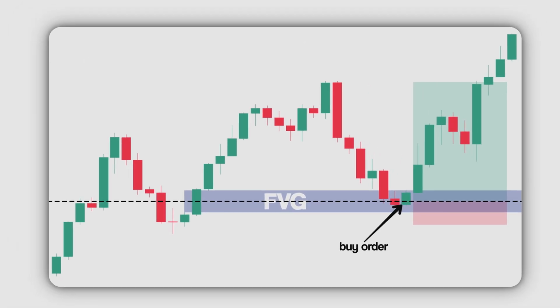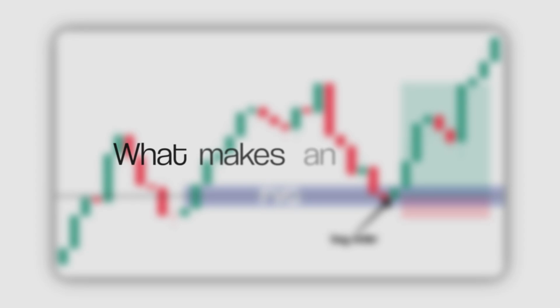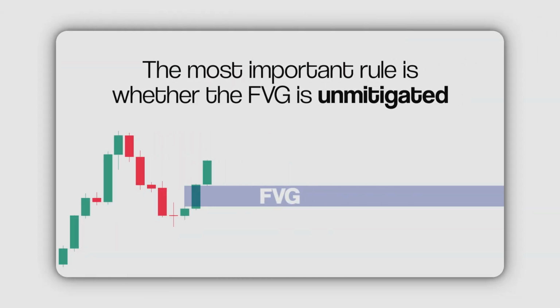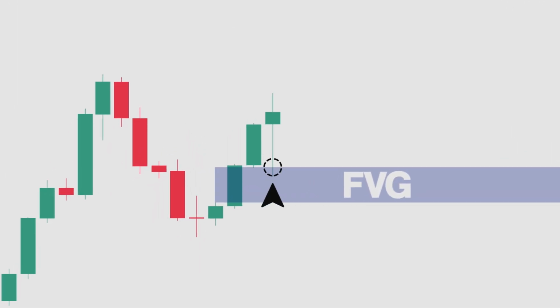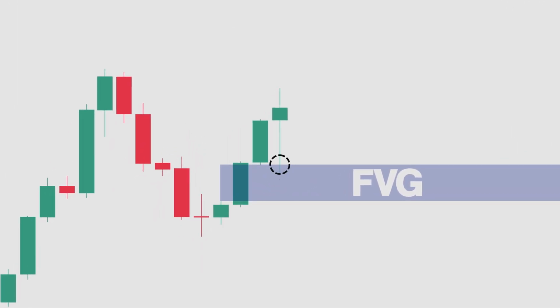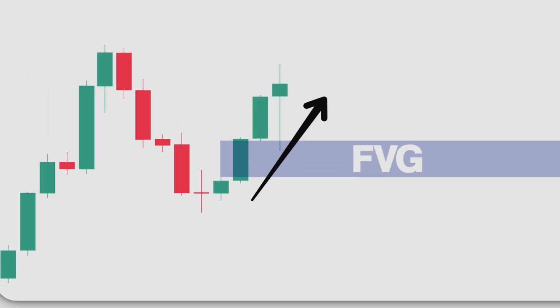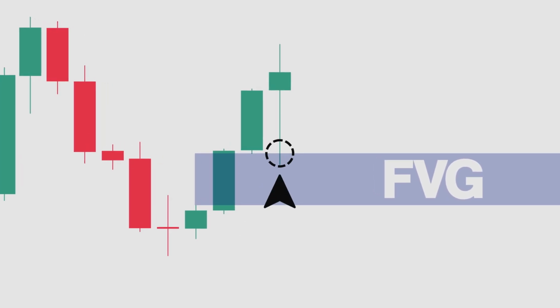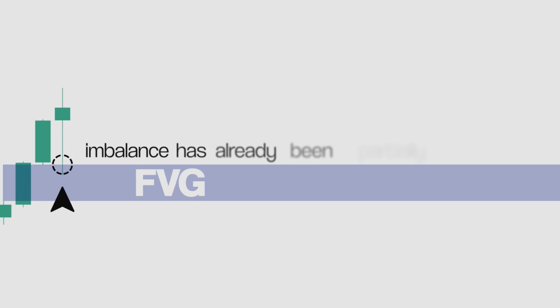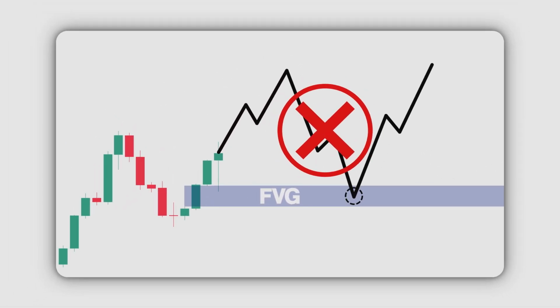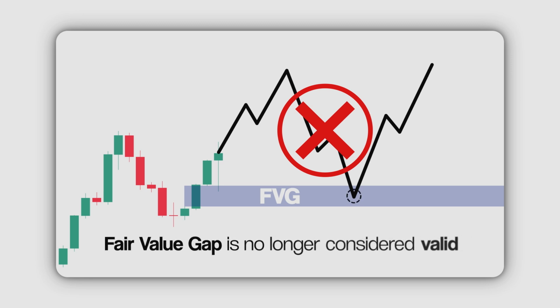Now that you understand the basics, let's talk about what makes a fair value gap valid. The most important rule is whether the fair value gap is unmitigated. If price has already returned into the fair value gap, the probability of a clean reaction drops significantly. In this example, we see a bullish fair value gap, but the very next candle leaves a wick inside the fair value gap zone. This tells us that the imbalance has already been partially mitigated, meaning a deeper rebalance is less likely, and this fair value gap is no longer considered valid.